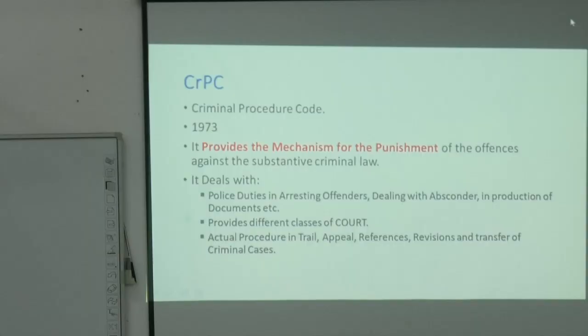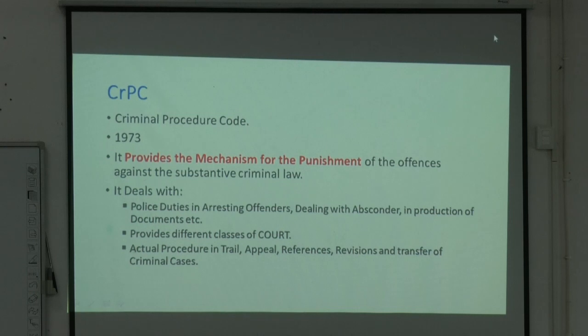Now, what is the mechanism for the punishment of offences? Who will arrest? How will he arrest? All of that is detailed in CRPC. So it deals with police duties, arresting, what happens if someone is absconding, and how the courts are functioning, which courts to go to, where to go, etc.